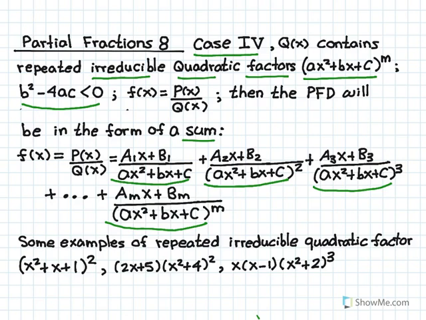repeated quadratic factor. So some examples of repeated quadratic factors that are irreducible are x squared plus x plus 1 squared, 2x plus 5 times x squared plus 4 squared. It is this part that's repeated, irreducible, and quadratic. And also x times x minus 1 times x squared plus 2 cubed. It is this part that's repeated, quadratic, and irreducible, and it's repeated all the way to the power 3.